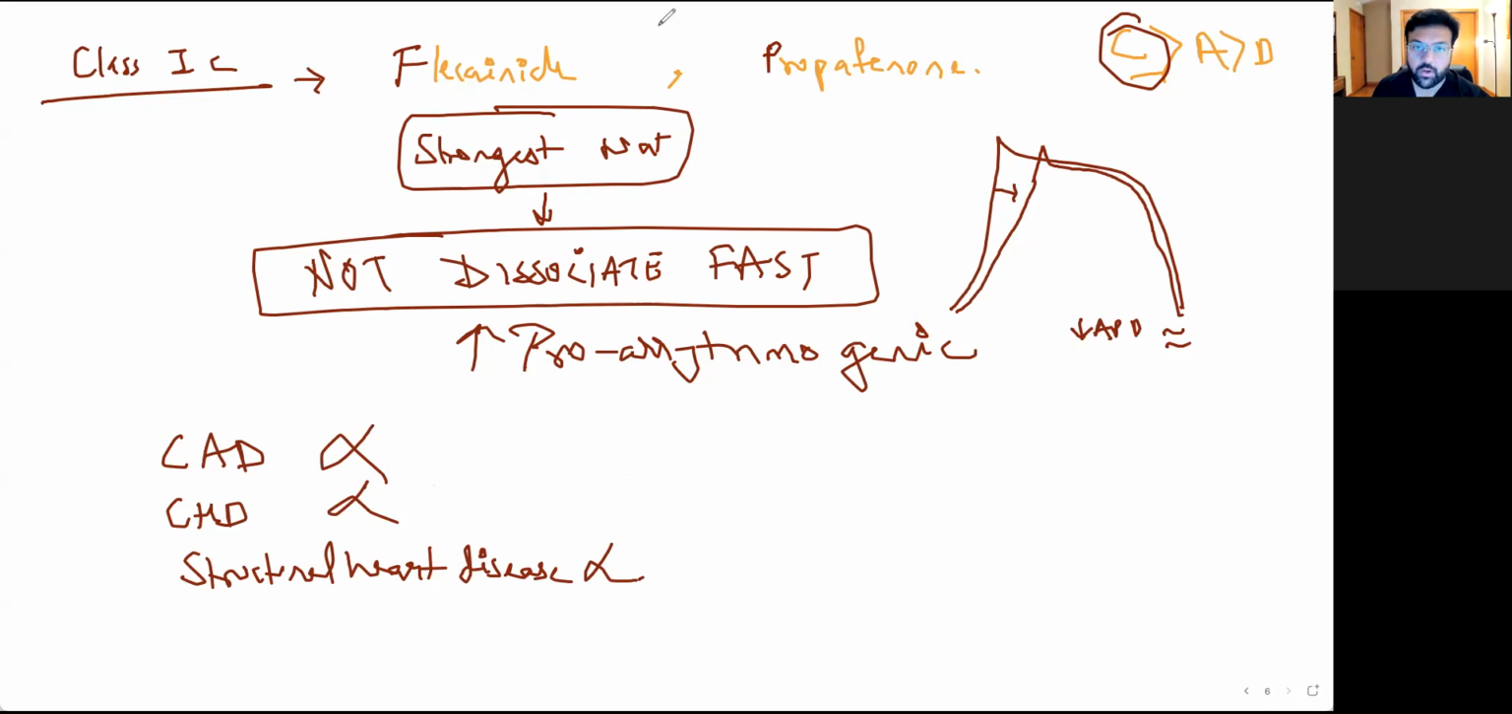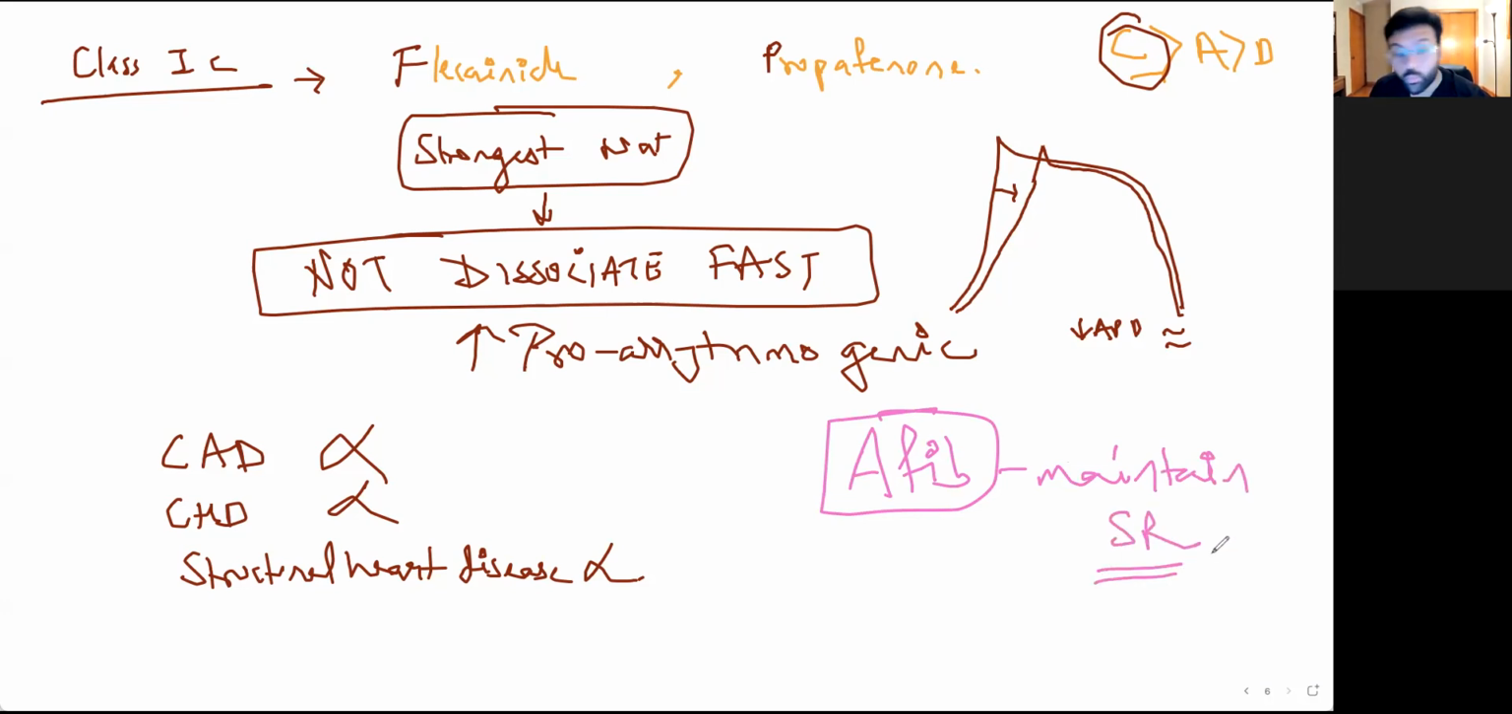What else? I already told you about one thing. You may use it in atrial fibrillation to maintain sinus rhythm, not to convert to sinus rhythm. The patient should already be in sinus rhythm. Then you give this drug which can maintain sinus rhythm. If the patient is actively in atrial fibrillation, if you give this drug, it will have no effect. If the patient is actively in atrial fibrillation, you give amiodarone, and the patient may convert into sinus rhythm. That's called pharmacologic cardioversion.